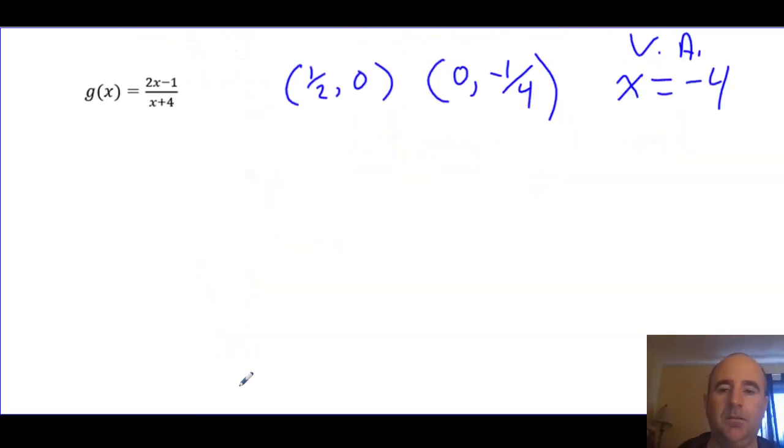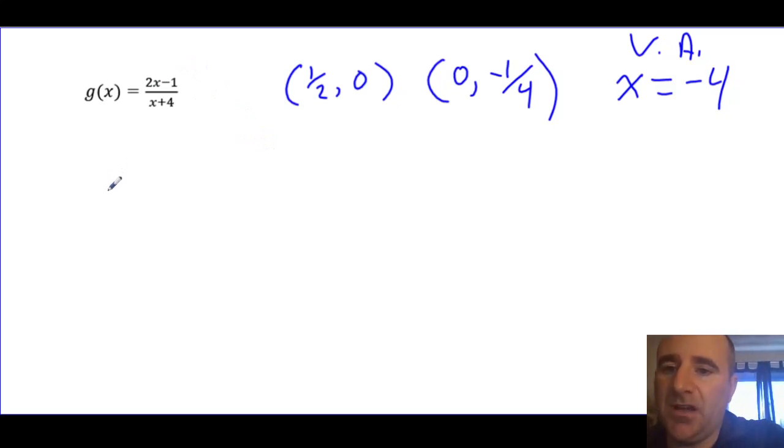Let's do the same thing for the next example. Next, on g of x, we analyzed this already a little bit. We found the x-intercept of a half and the y-intercept of negative a quarter. Obviously, there's a vertical asymptote at x equals -4. We also found the horizontal asymptote of y equals 2, though after we do long division, that will be really obvious, even if we didn't do that part before. So again, we're going to divide 2x minus 1 by x plus 4.